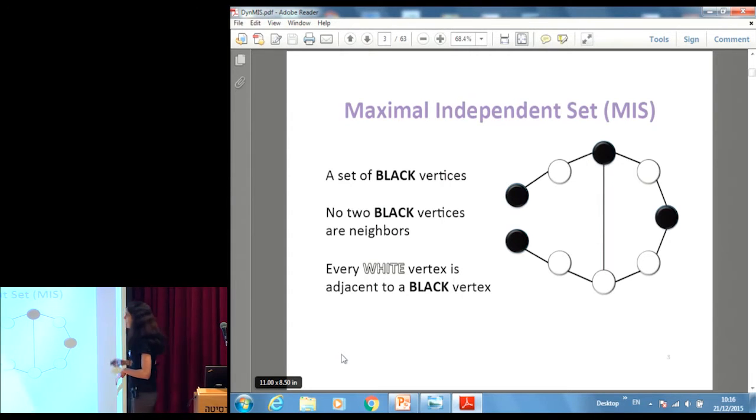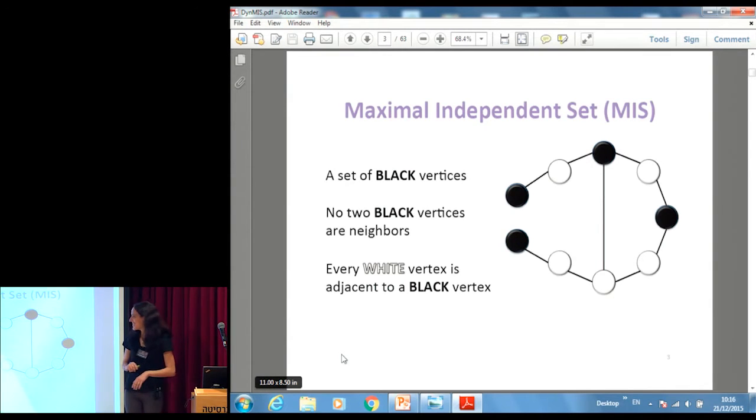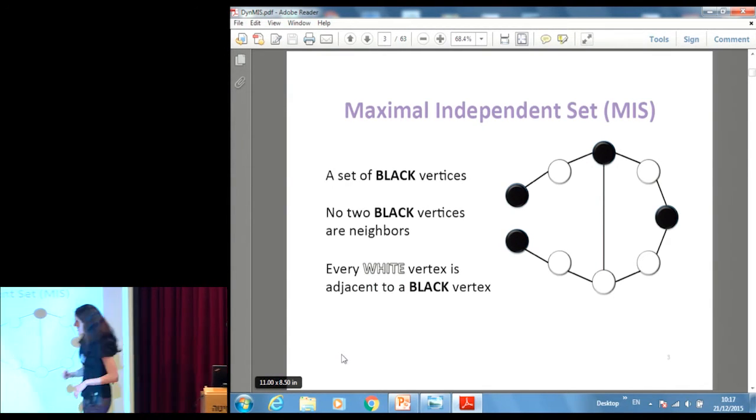So let me remind you what a maximal independent set is. So my problem is that I have to move when I speak, and I don't want to block the view of the slide. Maybe I'll move to the other side.